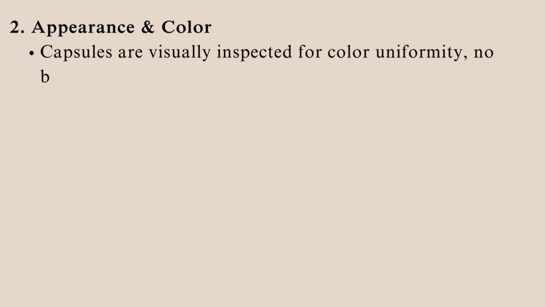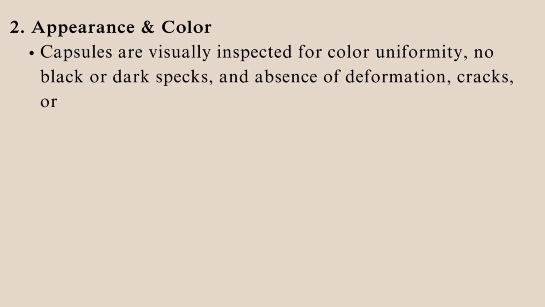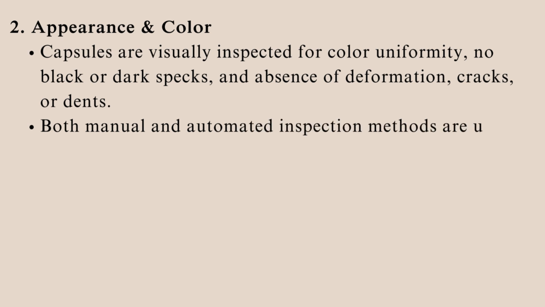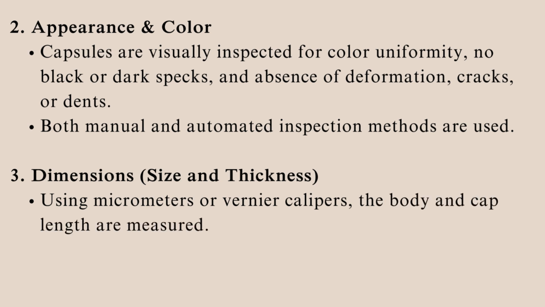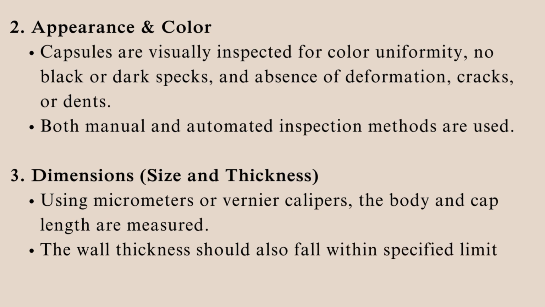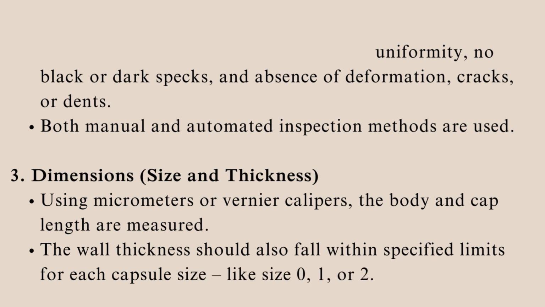Appearance color. Capsules are visually inspected for color uniformity, no black or dark specks, and absence of deformation, cracks, or dents. Both manual and automated inspection methods are used. Dimensions, size and thickness. Using micrometers or vernier calipers, the body and cap length are measured. The wall thickness should also fall within specified limits for each capsule size, like size 0, 1, or 2.